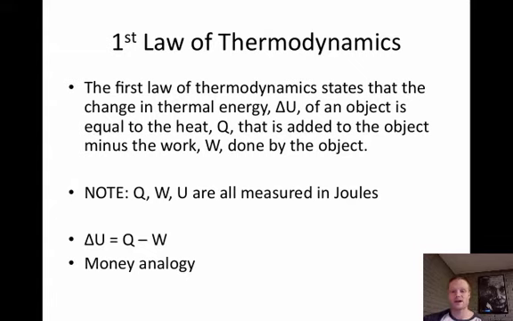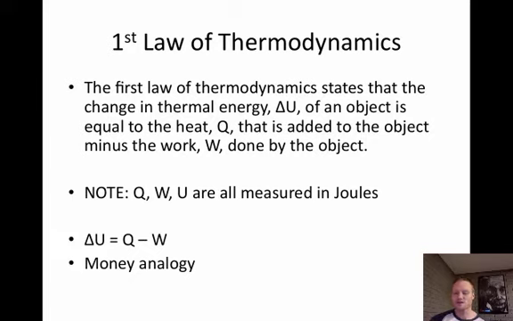The first law of thermodynamics basically says that the change in thermal energy, or the delta U, of an object is going to be equal to the heat, which is represented as a Q, added to the object minus the work done by the object. That sounds kind of confusing when you just read it verbatim, but what it really is saying is: if an engine is producing heat, or heat is added to the system, how much work does it do from that heat, and then what is the total leftover thermal energy?